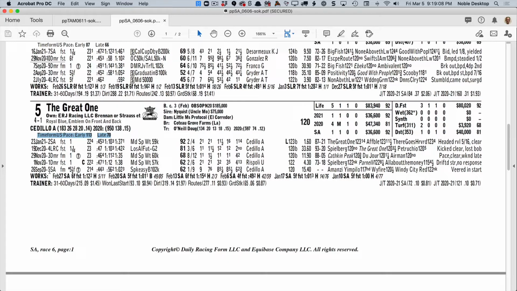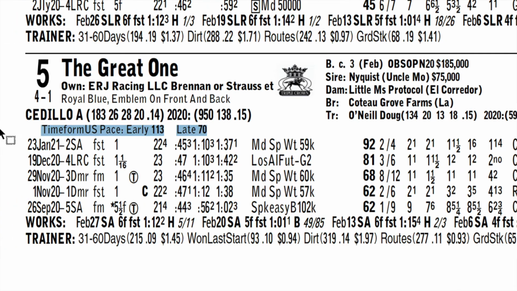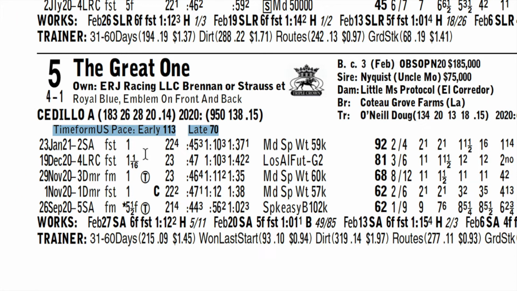So they're saying it at the second call, which, I don't know if all of you are familiar with the different calls, but for a route race, that would be at the half mile. Actually, it would be the first call. So in a route race, it'll be at a half mile. But they're saying it's a 113. They also look at how the horses finish, and they assign a late pace figure. So that's how they finish the last part of the race. I think that's from the second to the last call to the last call, but I'm not sure on that. But it's how they finish up the race.